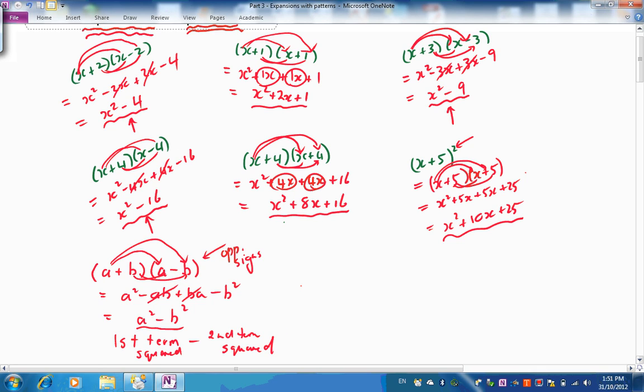Okay, you might study that one. Okay, what's the other pattern up here? Well, I think it was when you had a number squared like that. So that meant the two brackets were identical. And they sort of reinforce each other, don't they?